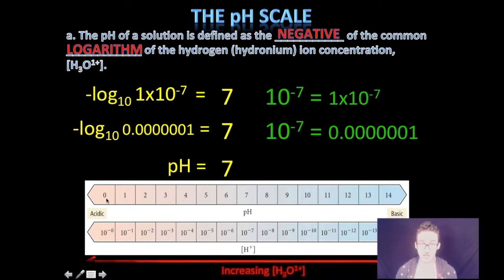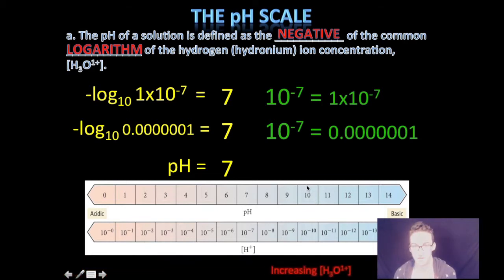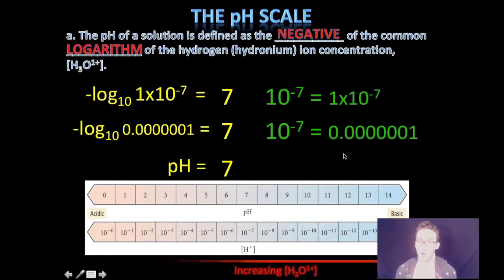Again, much easier to say, oh, this solution has a pH of 1 instead of saying, oh, this solution has a hydrogen ion concentration of 10 to the negative 1. Or this solution has a pH of 10. Much easier than saying, oh, this solution has a hydrogen ion concentration of 1 times 10 to the negative 10. So just an easier way to describe what is going on in the solution.